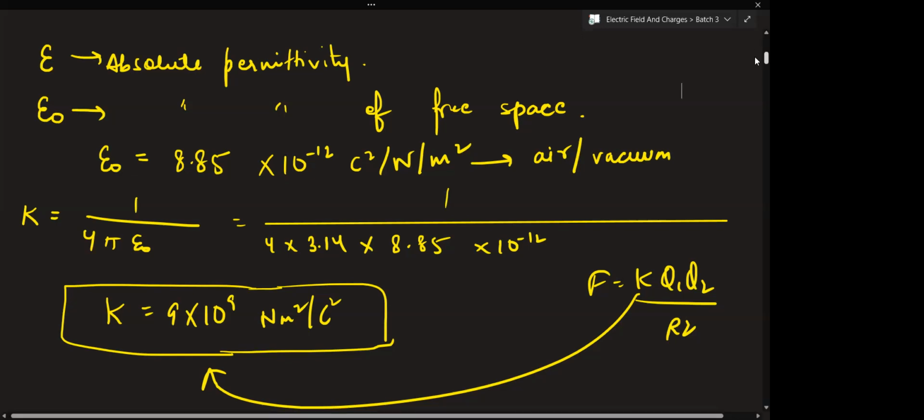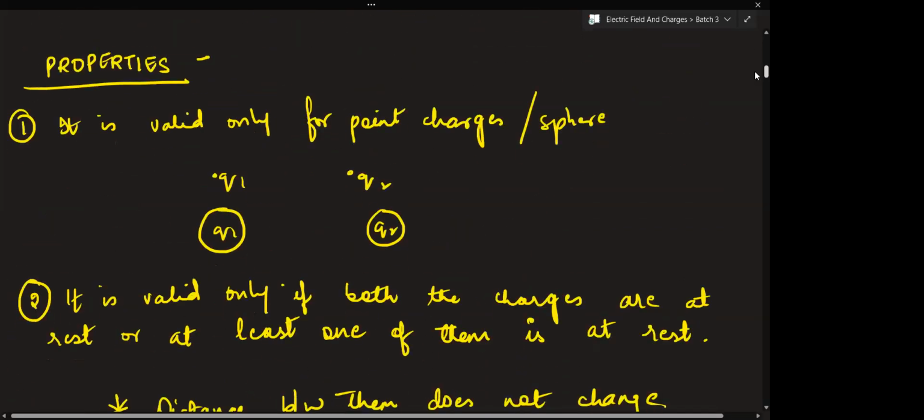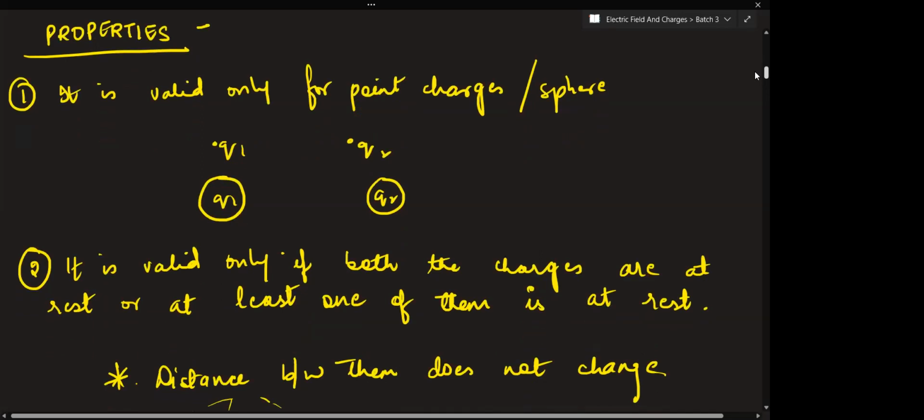Okay, so before discussing that, let's discuss some properties and do some questions. At the end of Coulomb's law, we will see what happens if the medium changes. See, the first property is that Coulomb's law is valid only for point charges. For point charges or spheres, Coulomb's law is valid. If point charges are there or two spheres are kept, then you can use Coulomb's law. This is the first point.